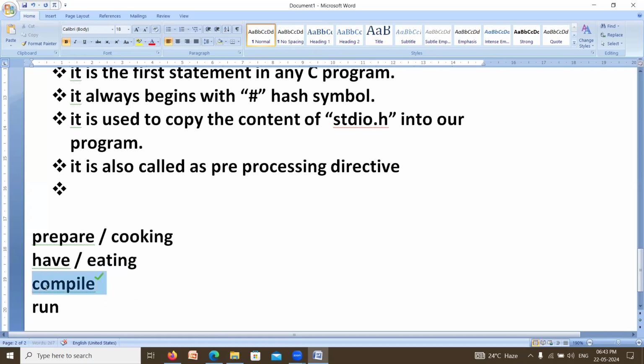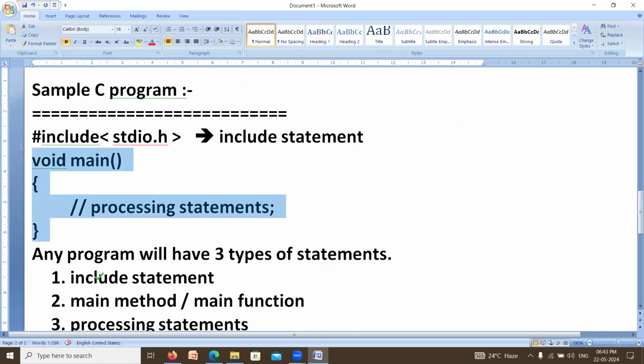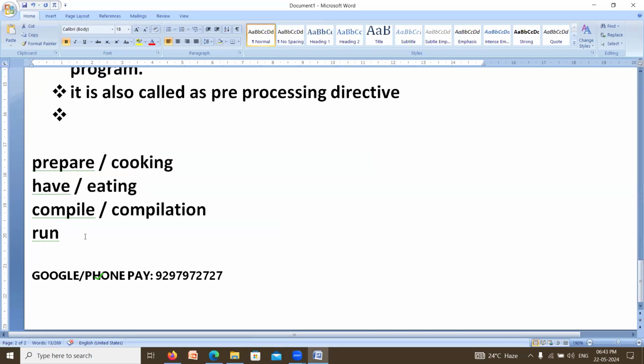What is the meaning of compilation? Compilation is a process. My dear friends, we write the program in English, am I right? But the computer cannot understand English. Then what to do? Whatever you write here should be converted into machine understandable language. That process is called compilation. After converting your program from English to machine language, the machine can understand and run your program. So it is the first task, and running is the second task.